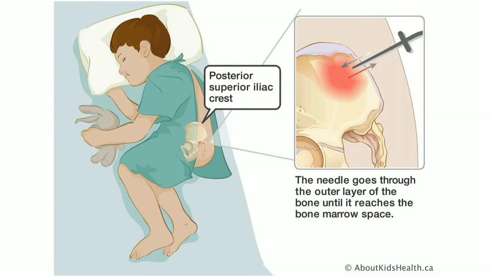So this is a structure where a bone marrow injection is usually given. It's the posterior superior iliac crest. Whenever the injection is given here, the needle goes through the outer layer of the bone until it reaches the bone marrow space.